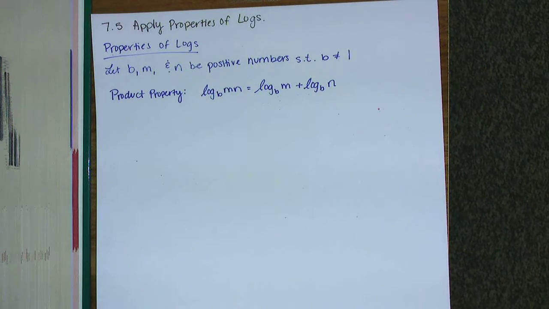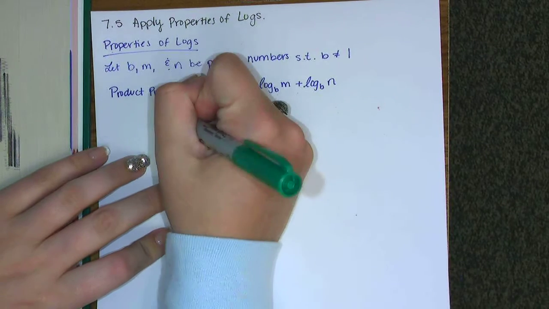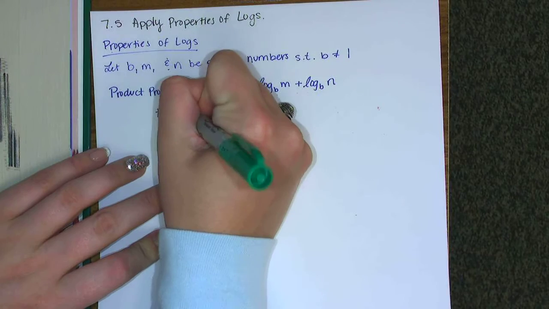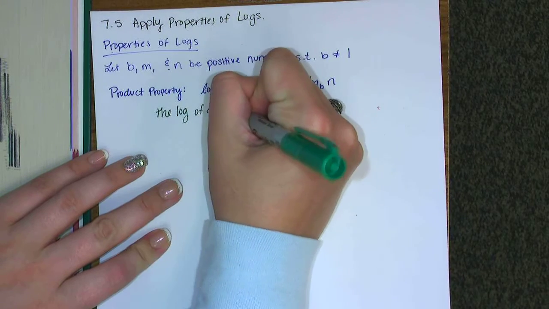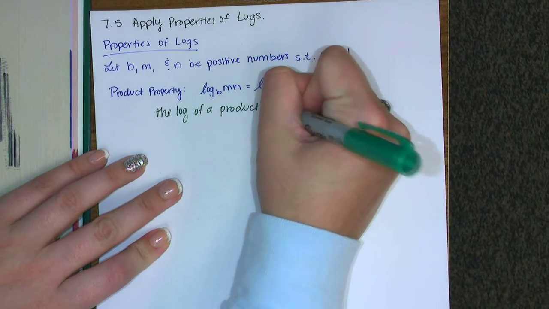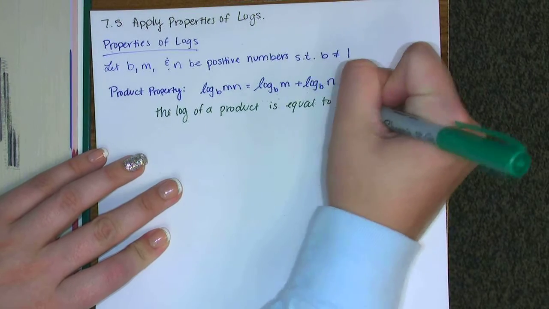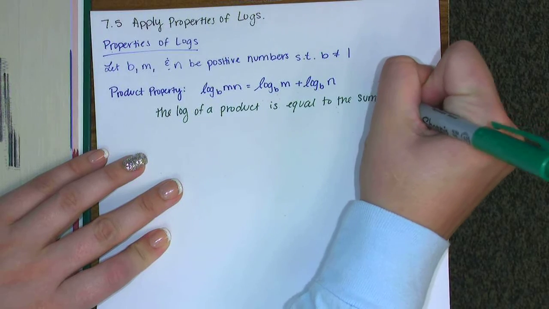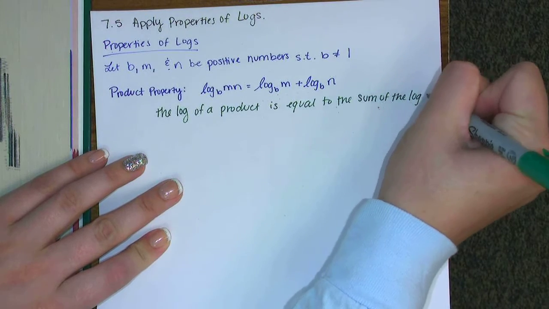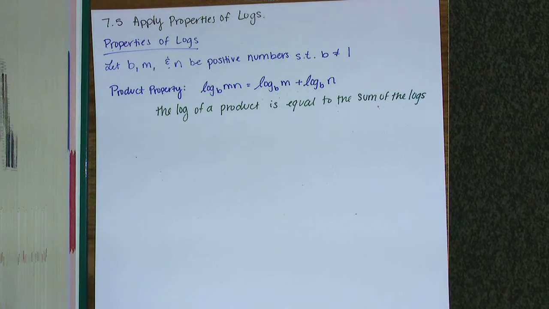Now you may be saying, do I really have to memorize that? But what I think will help you to remember it, understand it, whatever, would be to say, this is the way I remember it: the log of a product is equal to the sum of the logs. The log of a product is equal to the sum of the logs. Say that over and over again, you'll remember it.